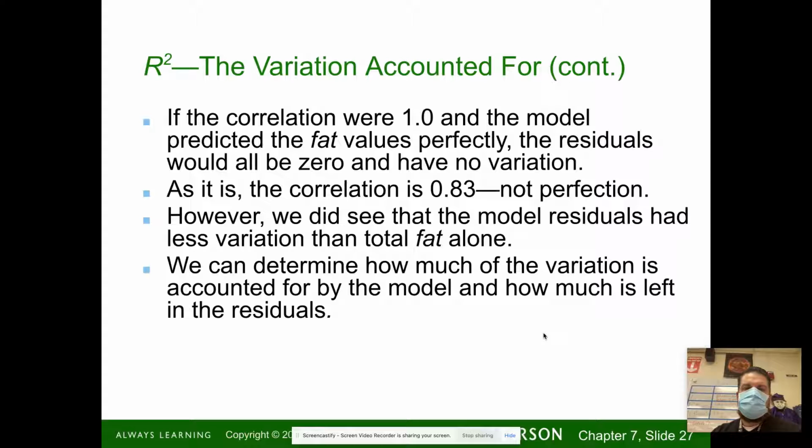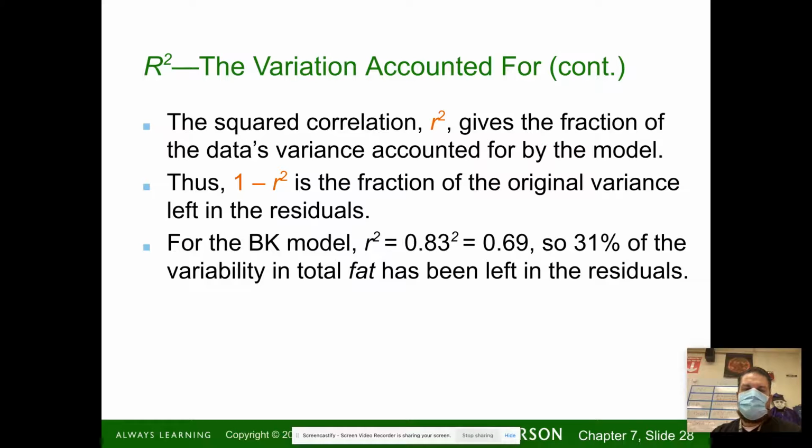So if the correlation were 1 and the model predicted the fat values perfectly, the residuals would all be 0 and there'd be no variation. As it is, the correlation is 0.83. Well, that's not perfect. However, we did see the model's residuals had less variation than the total fat alone. We can determine how much of the variation is accounted for by the model and how much is left in the residuals.